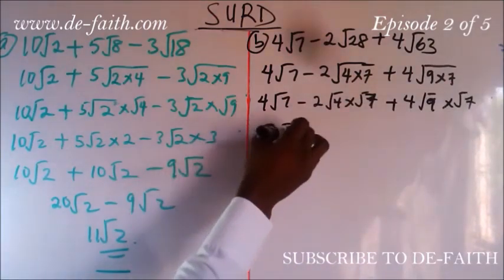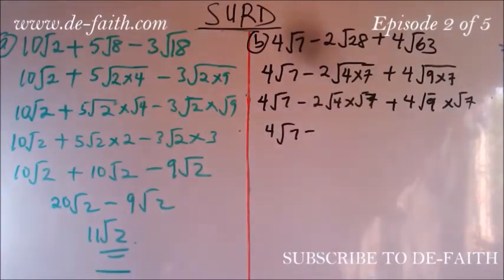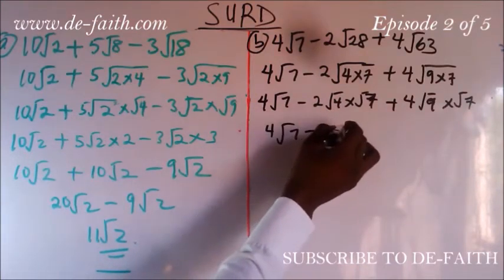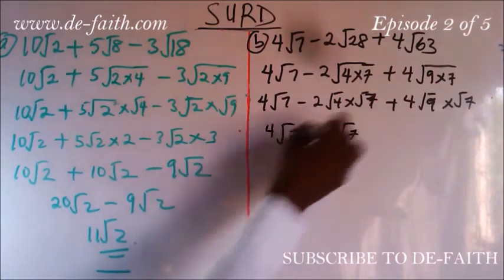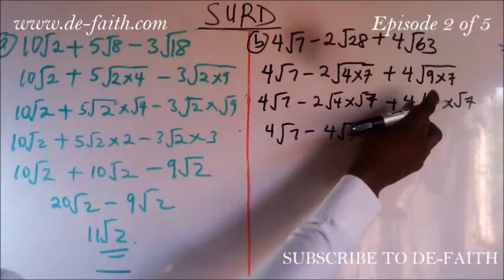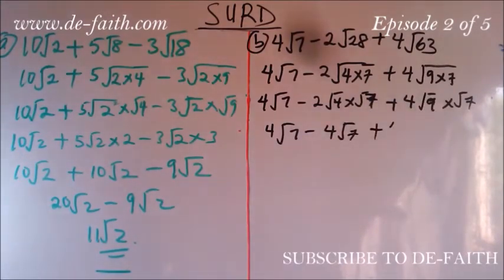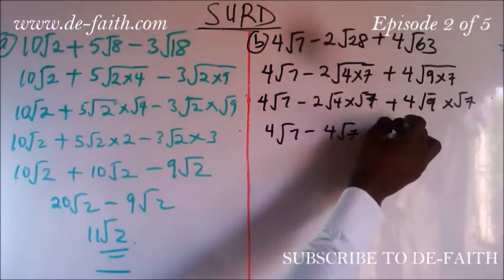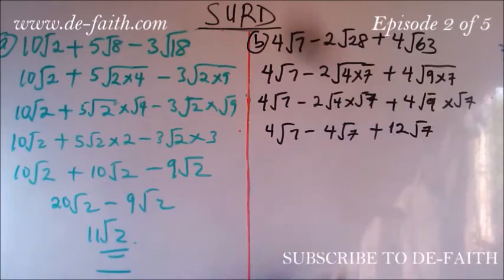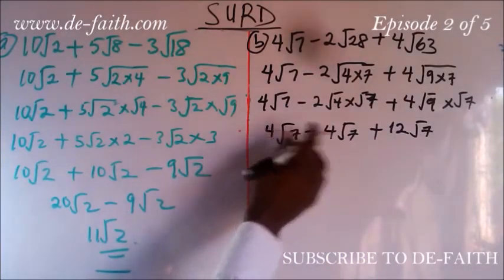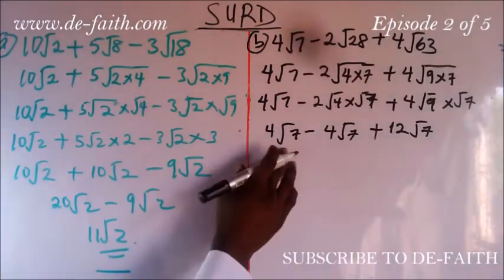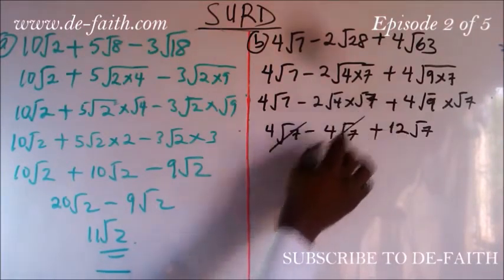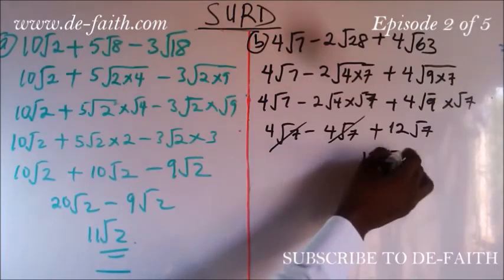So 4 root 7 minus square root of 4 is 2. So we can have the 2 times 2, which gives 4 root 7 plus 4. Then this is 9. Square root of 9 is 3. So 3 times 4, that gives what? 12 root 7. So now we have seen that they all have a common root, which is root 7. So 4 root 7 minus 4 root 7, this cancels out, which is 0. And so we are left with 12 root 7.